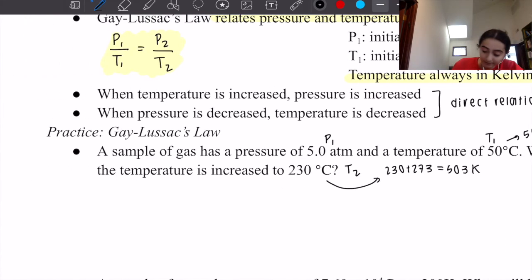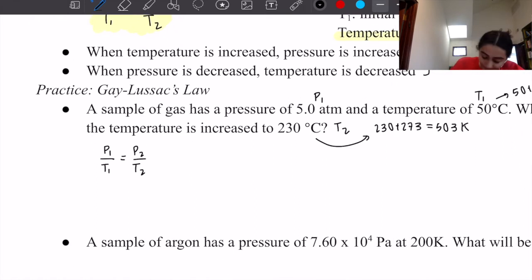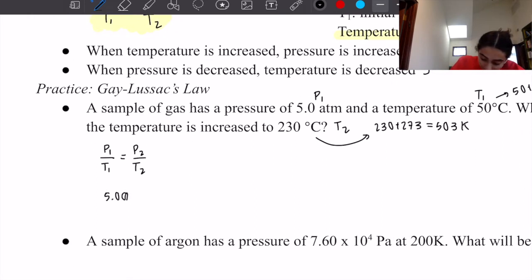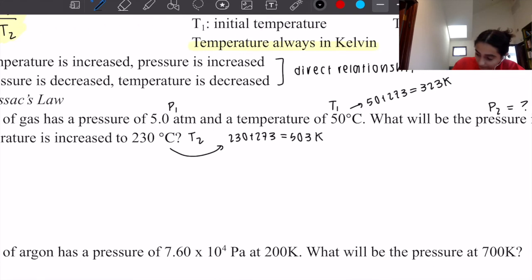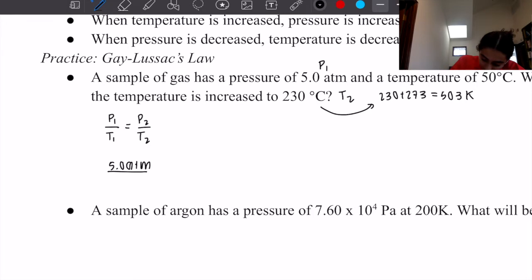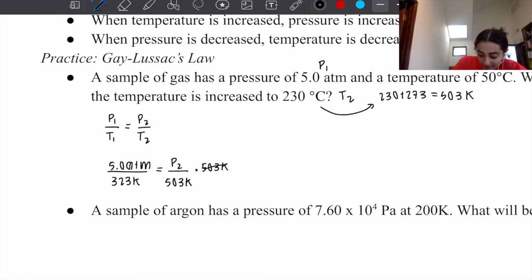So now let's write out our equation, and then we can write out what we have. 5 atmospheres over 323 Kelvin is equal to the pressure that we are trying to find, the final pressure, over 503 Kelvin. And to get rid of the 503 in the denominator so that we can isolate final pressure, I'm just going to multiply both sides by 503 Kelvin, and so it will cancel out on the right.